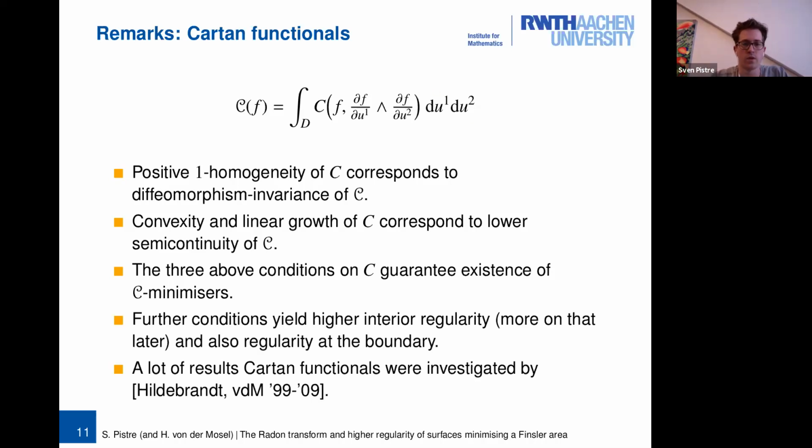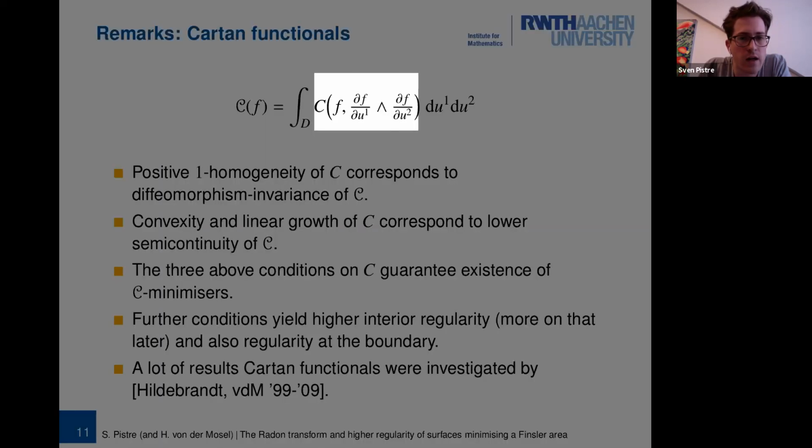And then further conditions, and we will see some conditions later in the talk, will also yield higher interior regularity of the surface. Interior meaning that inside of the unit disk, the parametrization will be of some regularity. And some other conditions, which are usually on the curve in the target, so on the Jordan curve, give regularity at the boundary. And I said this before, lots of these results were investigated in those years, 1999 to 2009. Okay, so now we have at least seen this framework, and so we need to define an appropriate integrand here for the functional that I've invariantly defined earlier.